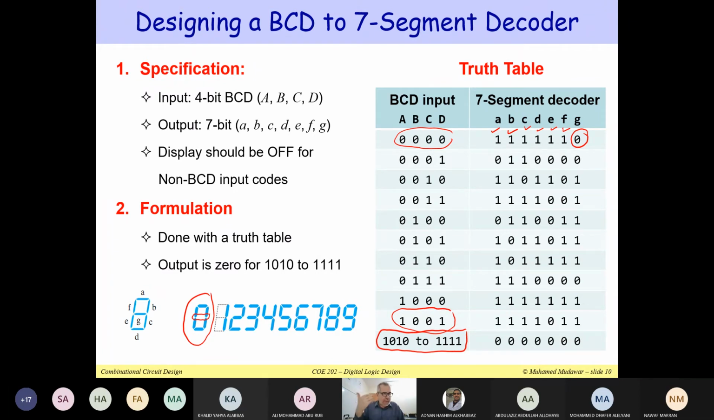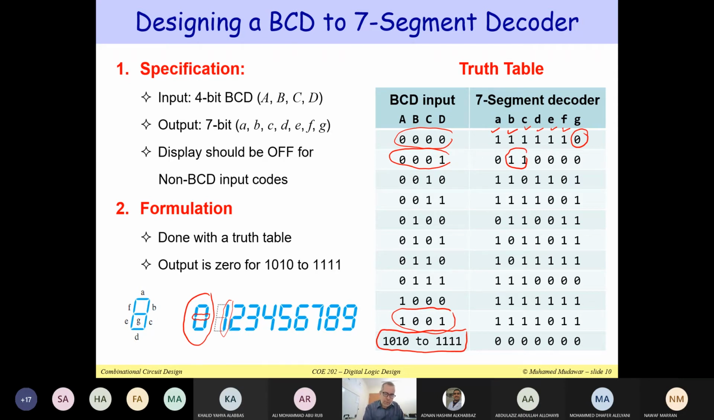So this is called formulation. I should actually say that for each input, what should be the output? And this is done using a truth table. Notice that, for example, if the input is 1, I should display only these 2 segments here, which are B and C. All the remaining segments are zeros.